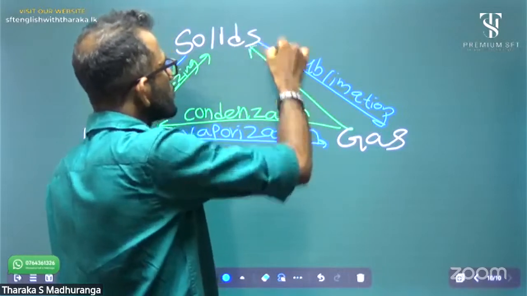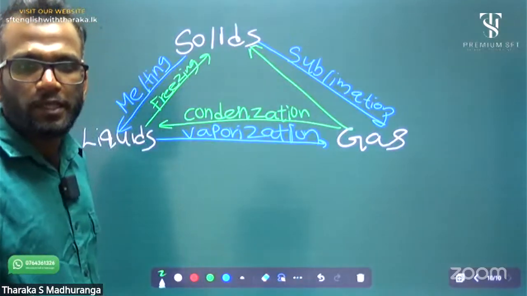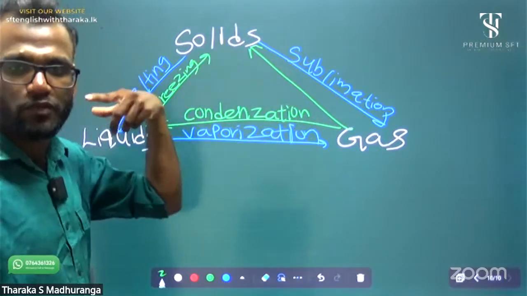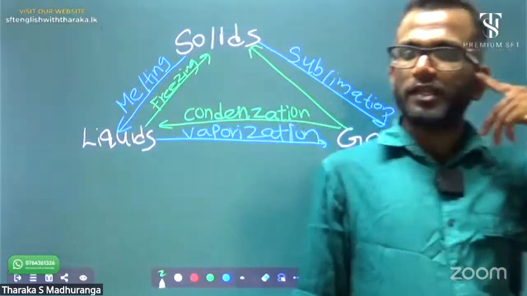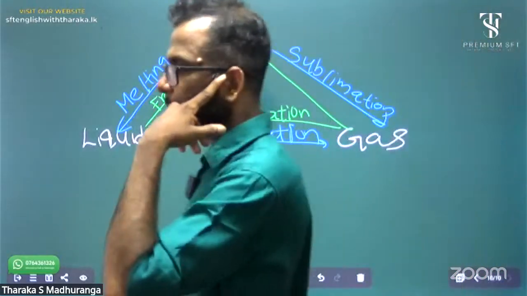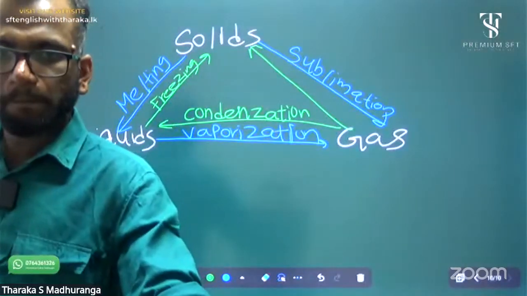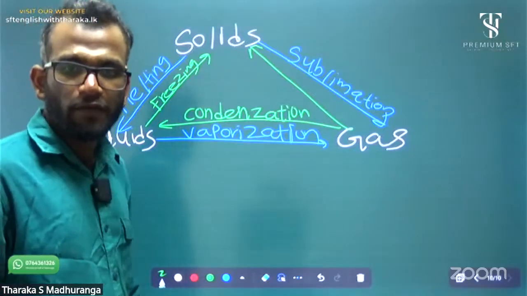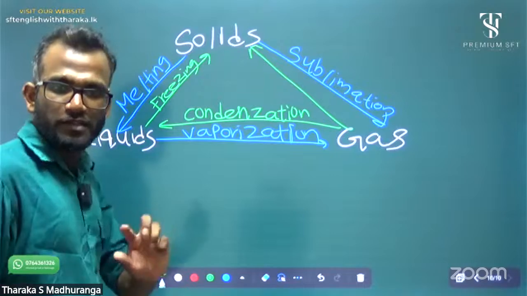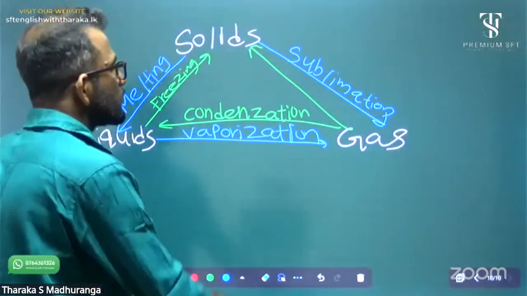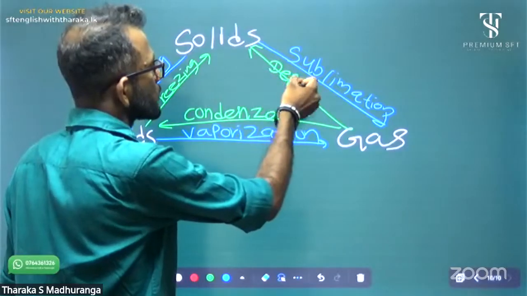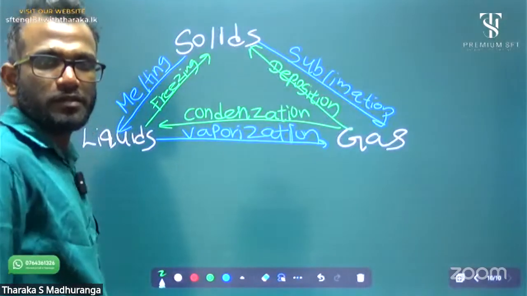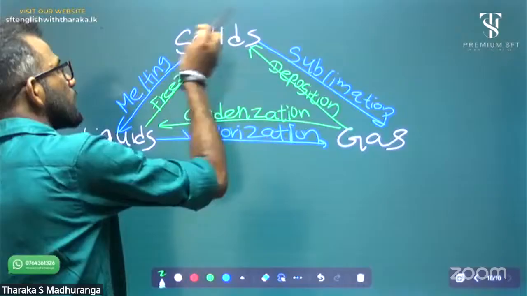Gas directly converts into solid, without converting into liquid. Very good. Joel, what is the freezing? Previous answer. Yes, it is deposition. Deposition. Okay, that is the physical state triangle.